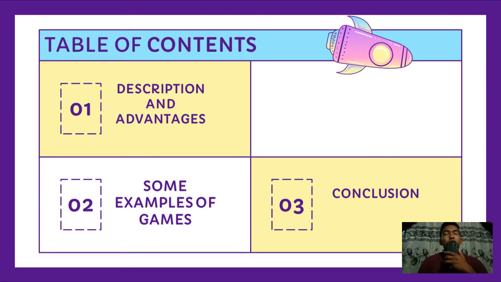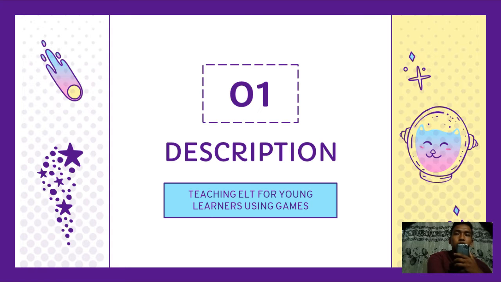Table of contents for using games in ELT for young learners. The first, description and advantages. Second, some examples of games. Third, conclusion. The first, description: teaching ELT for young learners using games.